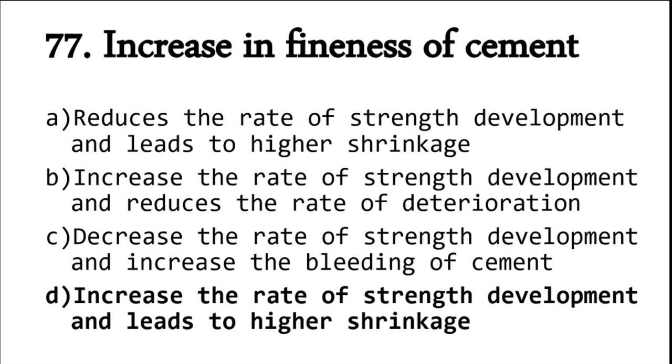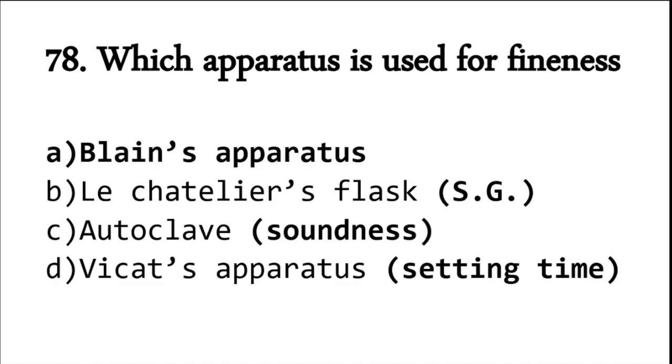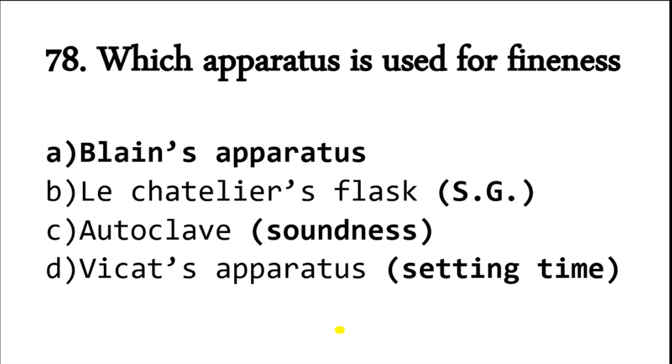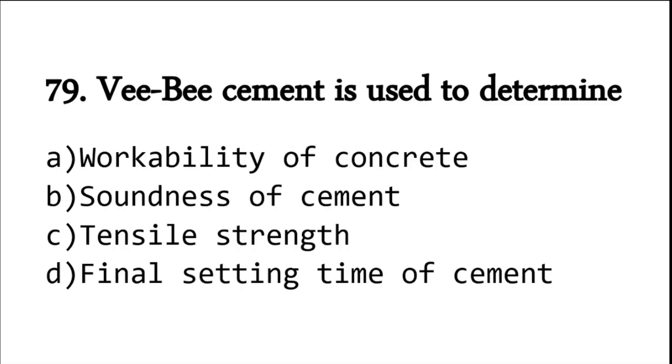What apparatus is used for fineness? So for fineness, we use Blaine apparatus. Le Chatelier apparatus is used for specific gravity. Autoclave is used for soundness, and Vicat apparatus is used for setting time. Okay, VB test or VB cement is used to determine workability of concrete. A is the correct answer.